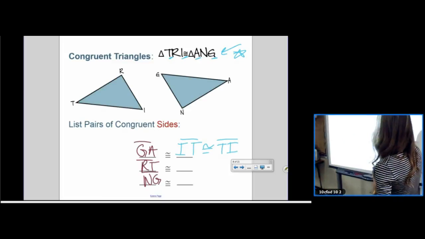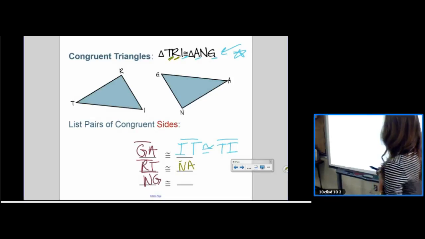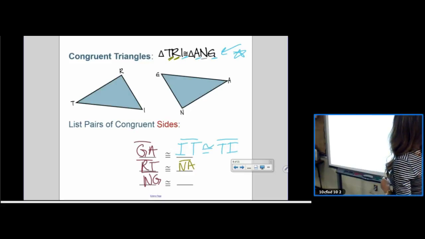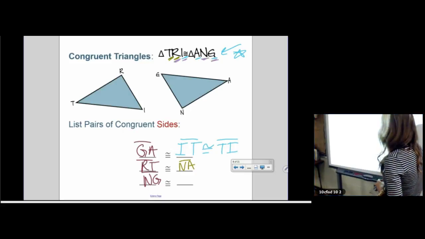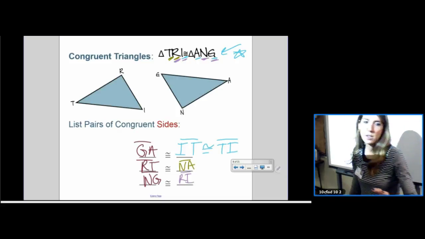Let's see, RT, listed second, first, and NG, second, third, so RI would be second, third. Awesome. I think we totally understand this.